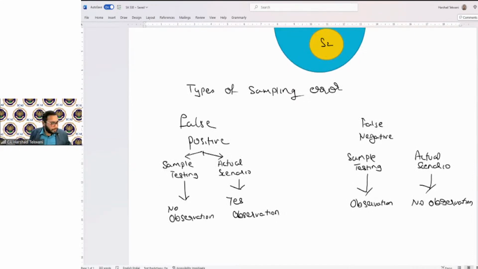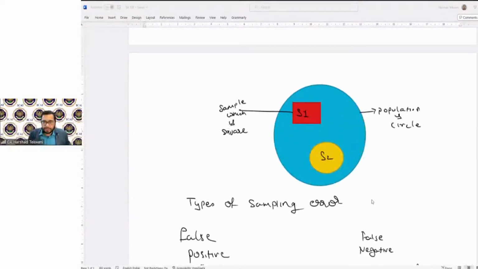Clear? Any doubt till now with respect to the sampling risk? This is the sampling risk I'm talking about, the types of sampling risk.